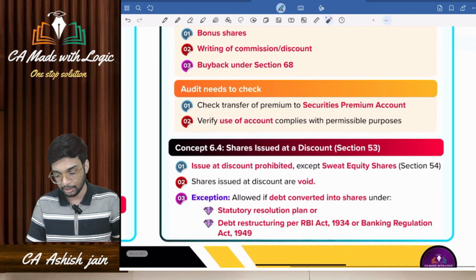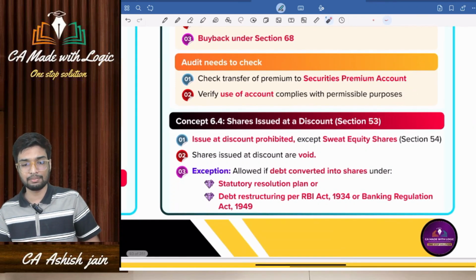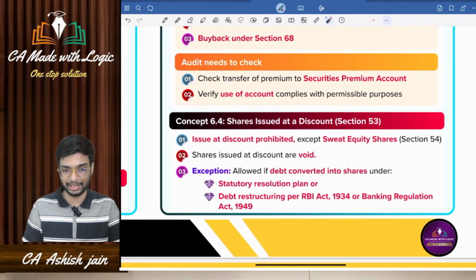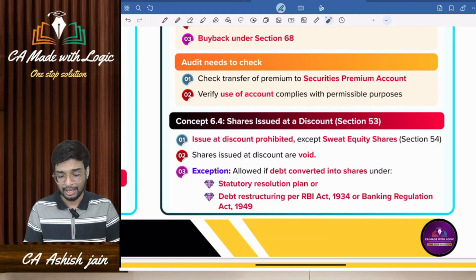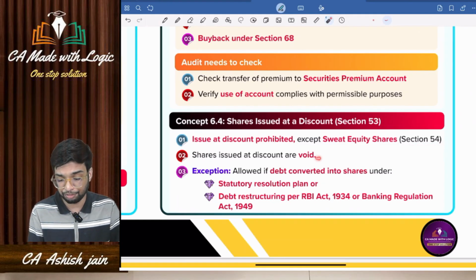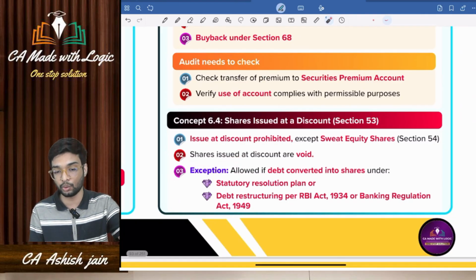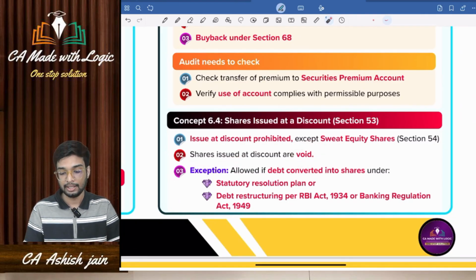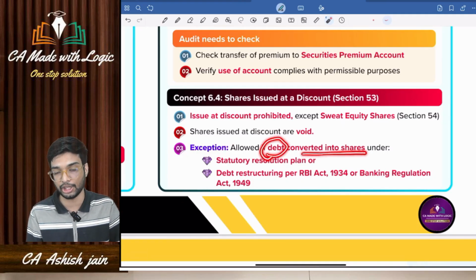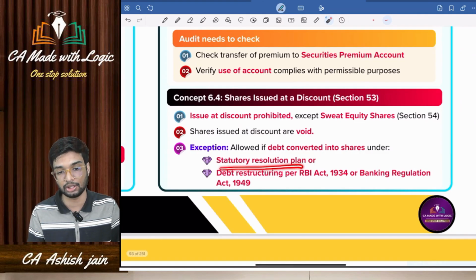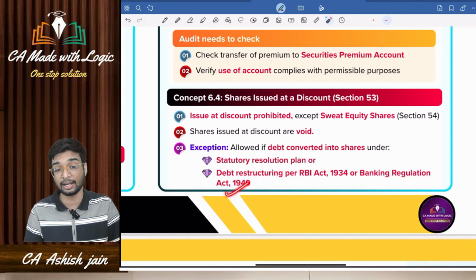Then comes under what circumstance shares can be issued at a discount. Generally shares cannot be issued at a discount, but there is one exception, which is sweat equity shares under section 54. If shares are issued at a discount otherwise, they are called void. There is another exception: when debt is being converted into shares under a scheme of statutory resolution plan or debt restructuring as per the RBI or Banking Regulation Act, under such circumstance shares can be issued at a discount.